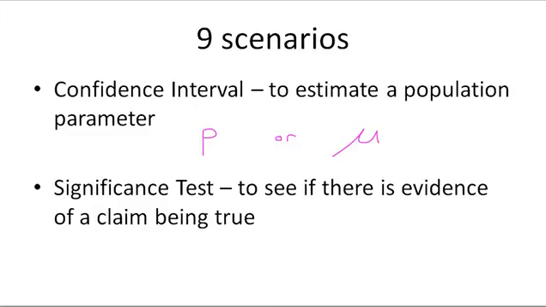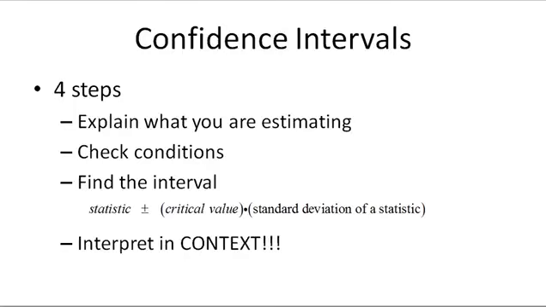A significance test is where somebody tells us that they know the truth, or that they think they know the truth, and we want to see if there's evidence to claim something otherwise. And this is where we need the hypotheses, the null and the alternative, and all that fun stuff that we've learned about as well. Now, let's briefly remind you of what a confidence interval is all about.